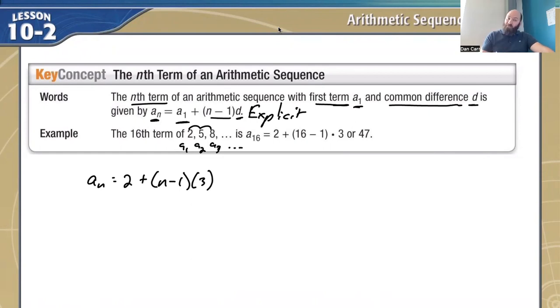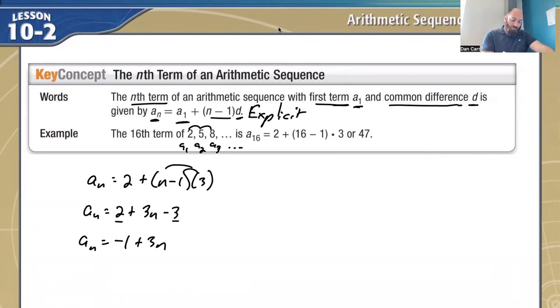Now there is a slightly different way I can write that. Because of this, I could distribute the 3 here. So a sub n is equal to 2 plus 3 times n minus 3. Combine these together so that a sub n is equal to negative 1 plus 3n. This is a slightly different way to write it. If it makes it easier for you to understand it, great, but you don't have to do it that way.